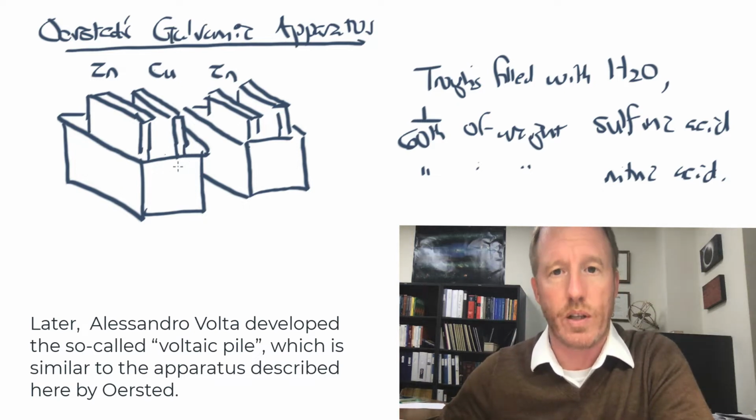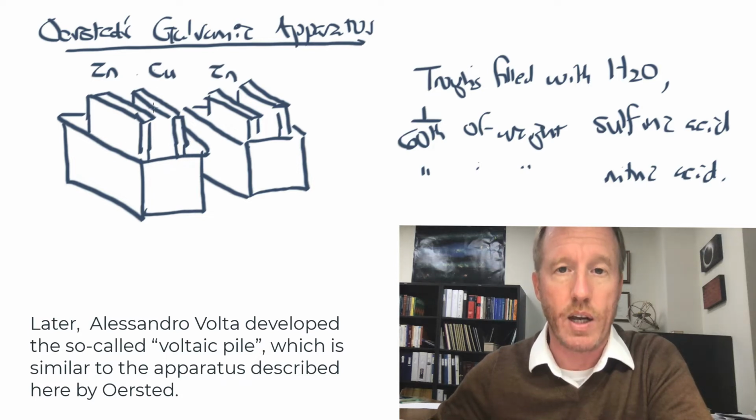If you do this, there are chemical reactions carried out between the surface of the copper and the acid, and the surface of the zinc and the acid, which cause electrical charges to build up on the copper and zinc plates. So what happens is the copper plate, due to these chemical reactions, acquires a positive charge, and the zinc plate acquires a negative charge.